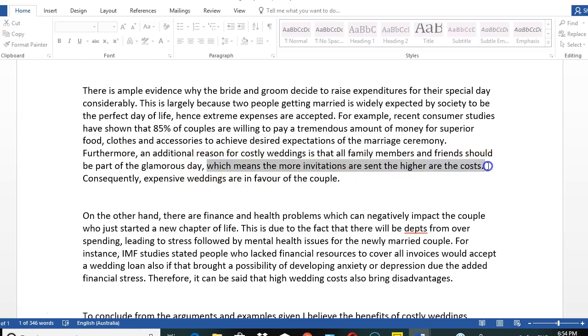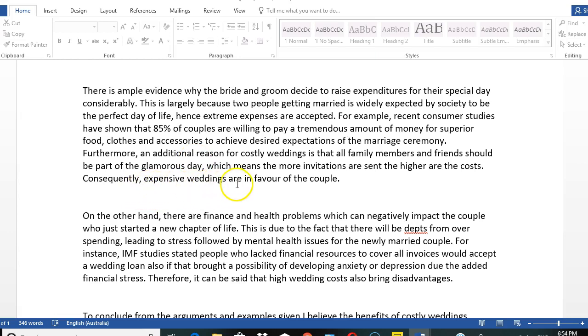This sentence, this clause, kind of means that the costs are actually caused by the invitations themselves. It's not about the invitations, it's about the catering for this many people and all that. So careful, because your sentence probably says something that you don't mean to say, right? Okay. I would say here, an additional reason for costly weddings lies in the fact that all family members, because you cannot say "an additional reason is that."